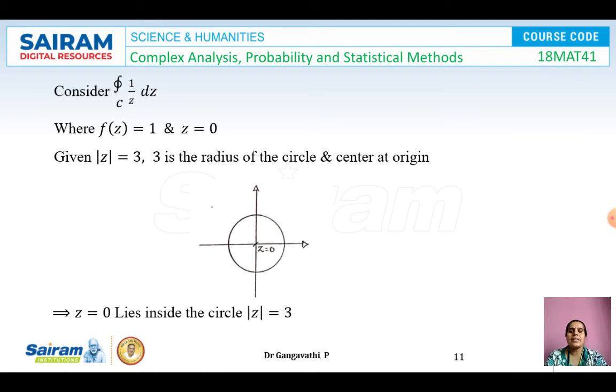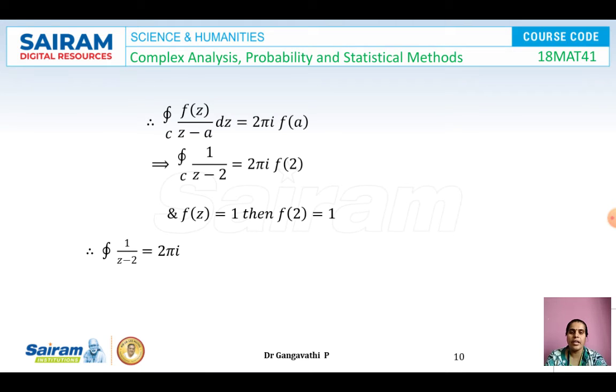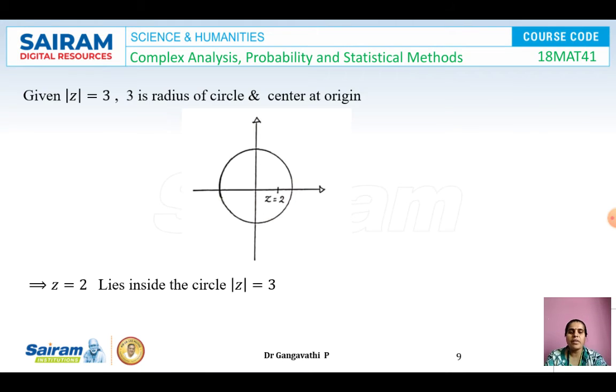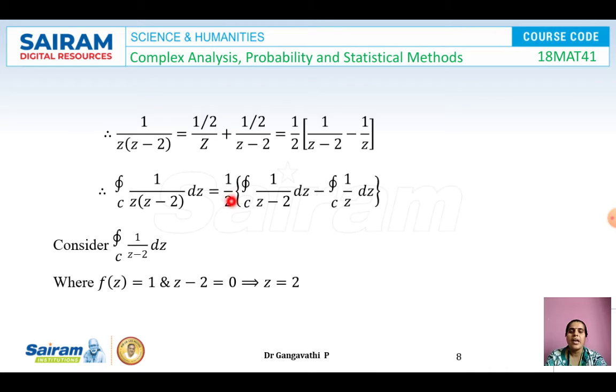So now let us consider another part of the equation. Here you might have observed the first term we have considered and evaluated. Now we are going to consider this part: integral over c of 1 by z into dz. Let us write this in the form of 1 by z minus a. The value of a is 0. And whether this 0 lies inside mod z is equal to 3, obviously yes.